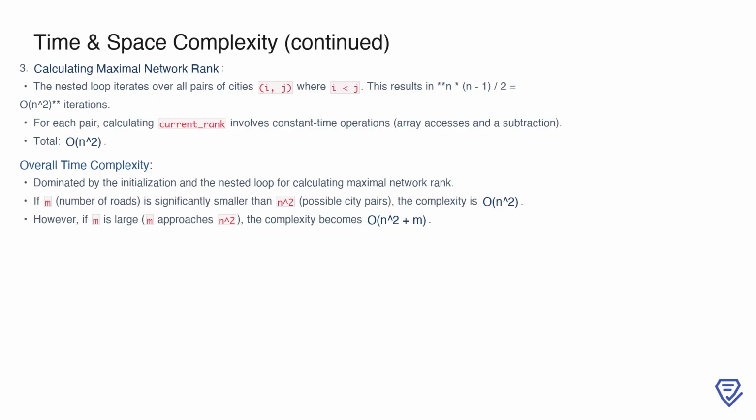When we combine this with the earlier steps, the overall time complexity is dominated by the larger terms. If the number of roads, m, is much smaller than n squared, the complexity simplifies to O(n²). However, when m approaches n squared, the additional term for processing roads makes the total complexity O(n² + m). This captures the worst-case scenario where both city pairs and roads are maximally dense.